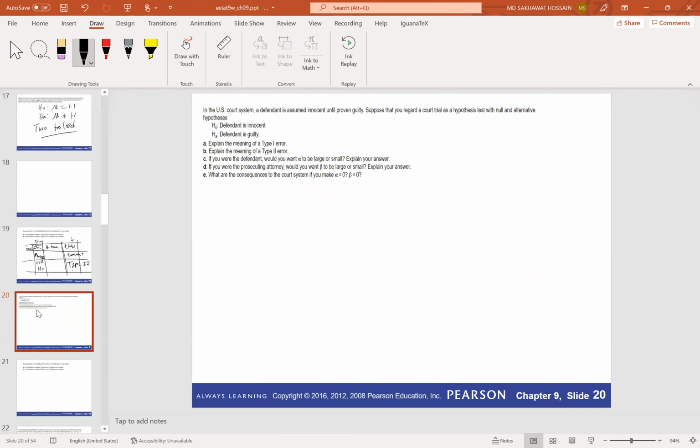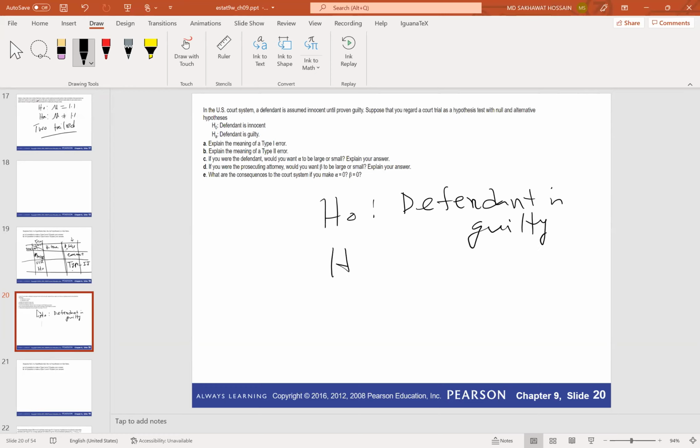Okay. So we have one more example here. In the US court system, a defendant is assumed innocent until proven guilty. Suppose that you regard a court trial as a hypothesis test with null and alternative hypothesis. So our null is the defendant is innocent. And alternative is the defendant is guilty. Okay.